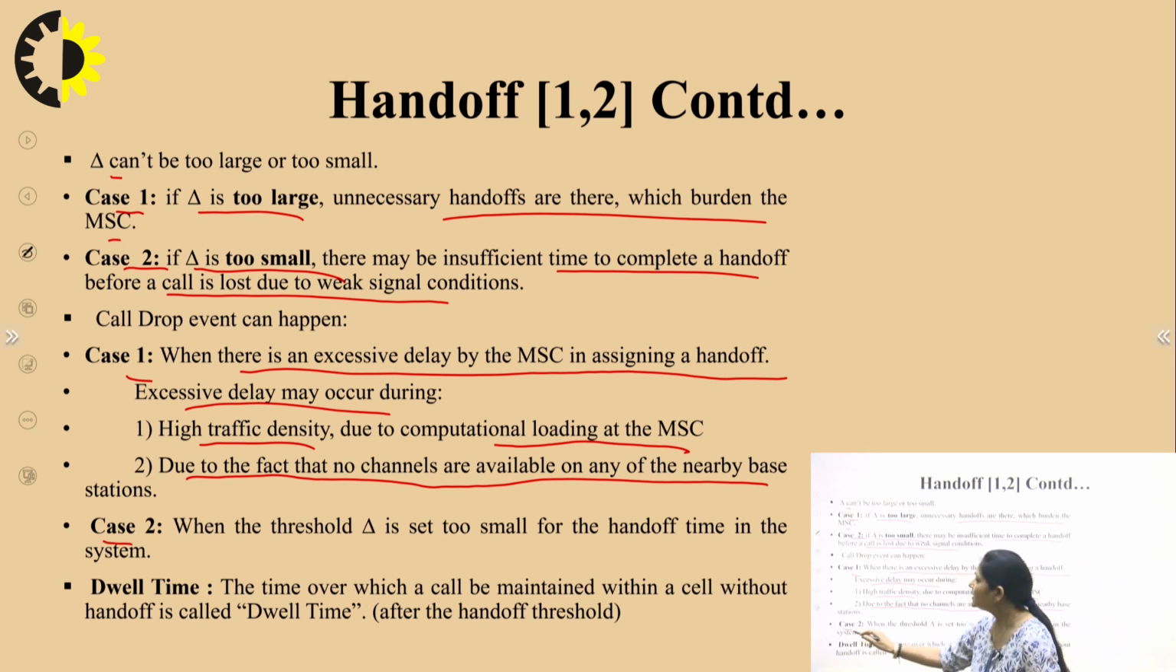Now the second case: when the threshold delta is too small for the handoff time in the system. If the value of delta is too small, the MSC has no time to go for the handoff. So that's why the call will drop.